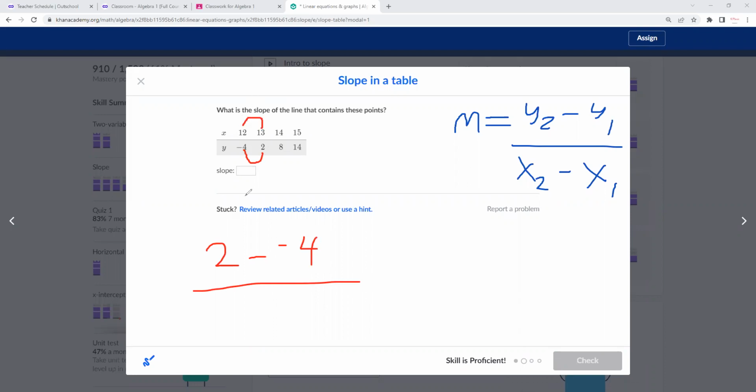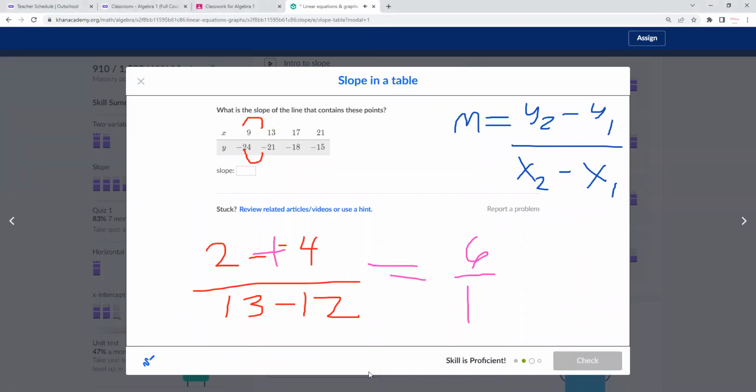x2 minus x1. This gets you 6. And this gets you -1. Nope, +1. So 6 over 1 is just 6, and that would be your slope.